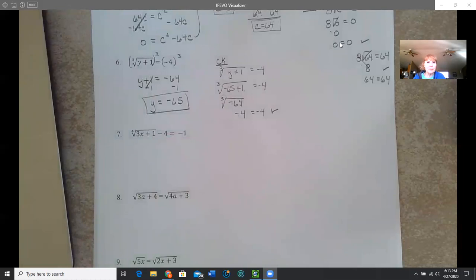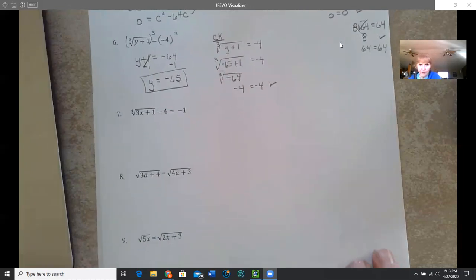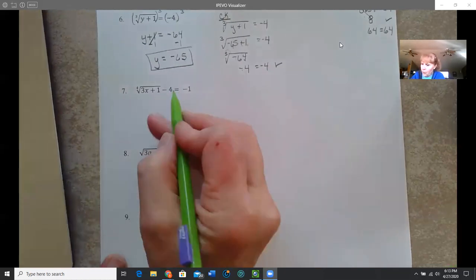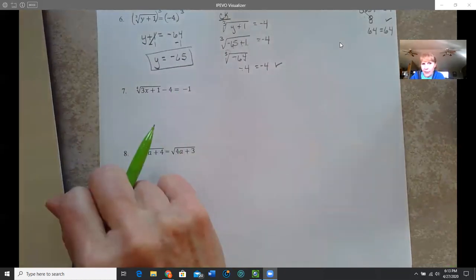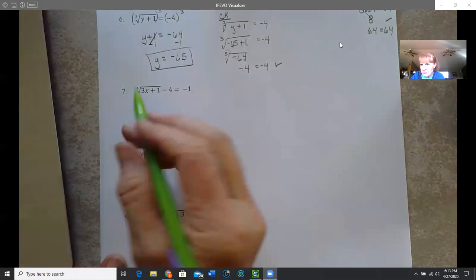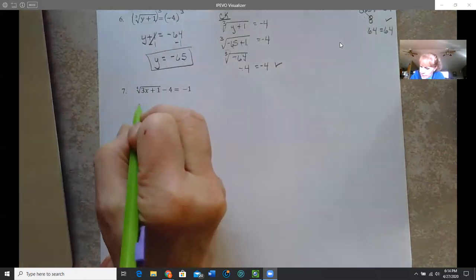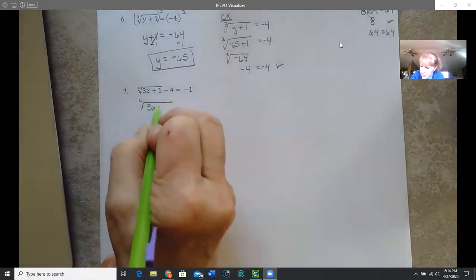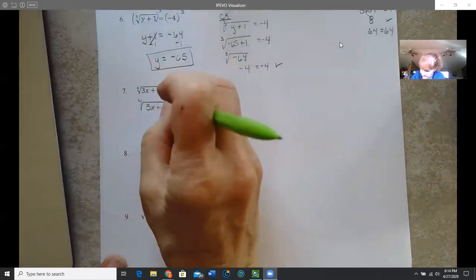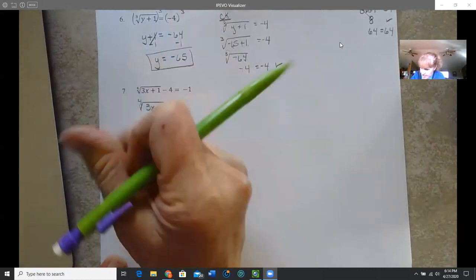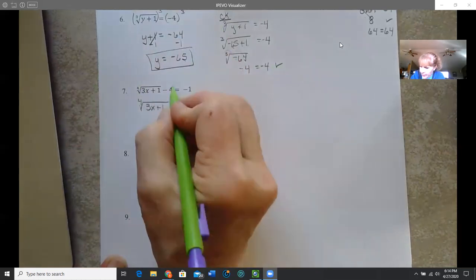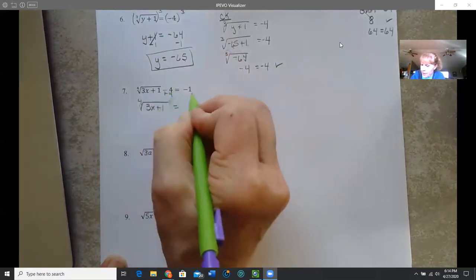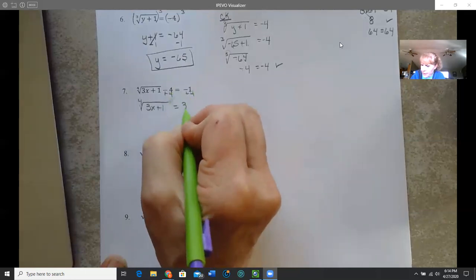It's the only difference. Let's try number 7 here. We're going to go ahead and we have to isolate our radical. Even though it's a 4th root, same steps. So this is going to give us the 4th root of 3x plus 1 equaling, I'm going to add a 4. I didn't give myself a lot of room, and get 3. Okay.